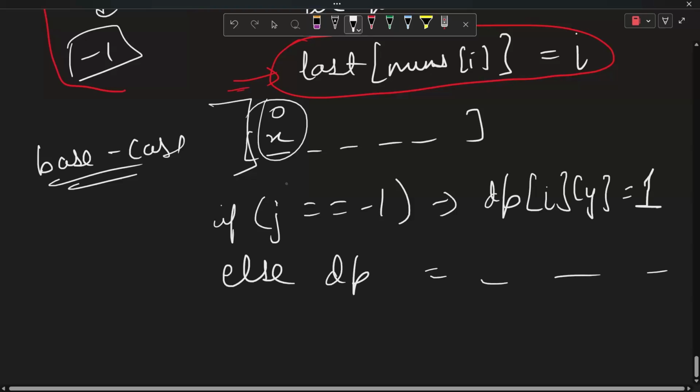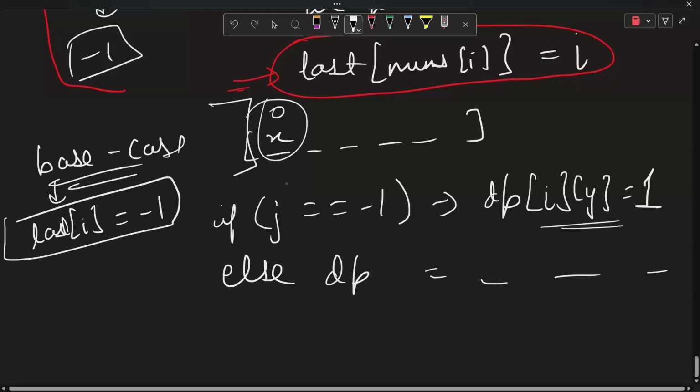Okay, that's in that way, if you write the transition, you are just covering this base case alongside. So your base case is just, you can say that for the last map you are telling, that map would be initialized to minus one. That's the only thing you are just going to do for the base case.